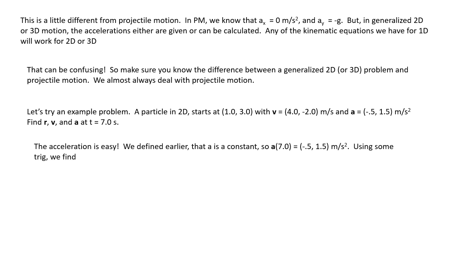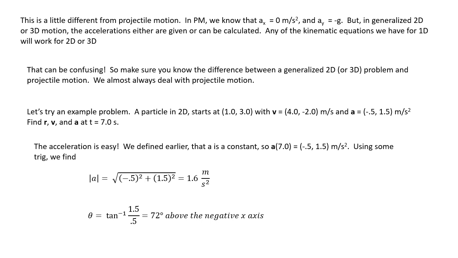Acceleration's easy. We defined it earlier as a constant, so a at 7 seconds is going to be minus 0.5 comma 1.5 meters per second squared. But remember, we always have to express vectors in 2 different ways. Using some trig, we find that the magnitude of the acceleration is 1.6 meters per second squared, and the angle is 72 degrees above the negative x-axis.